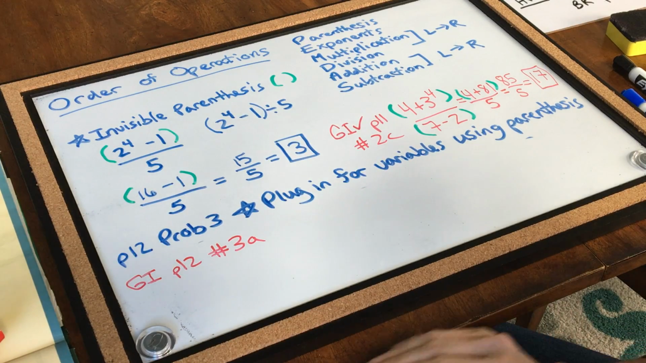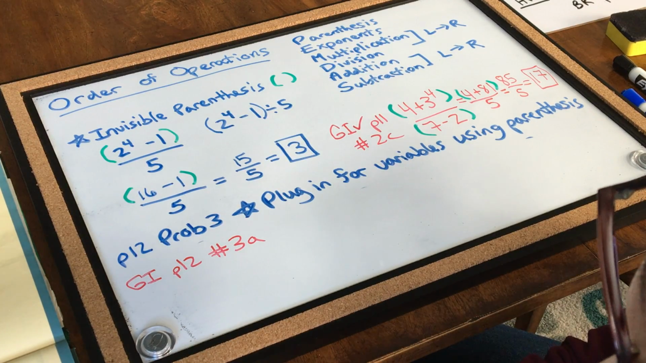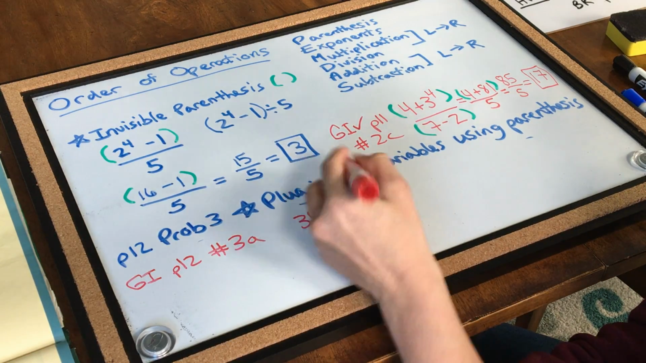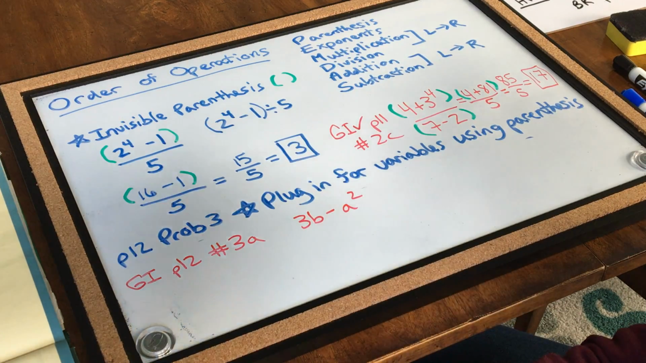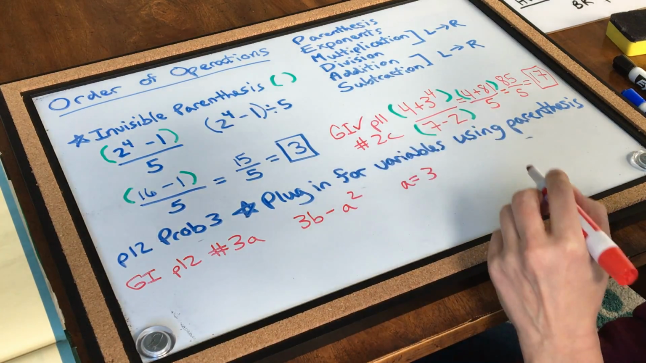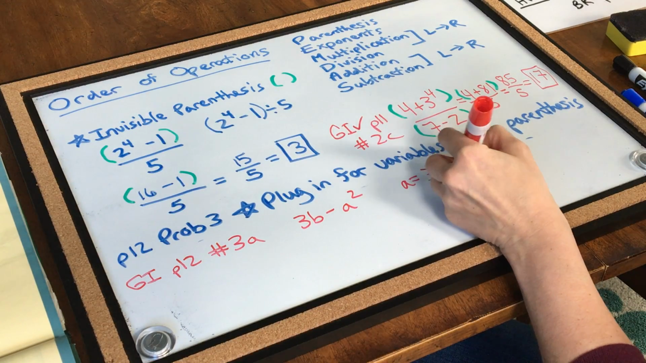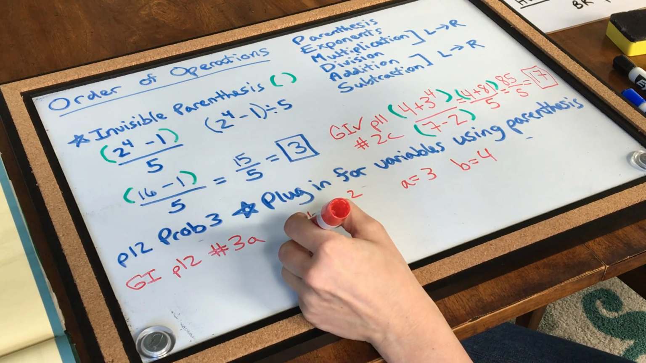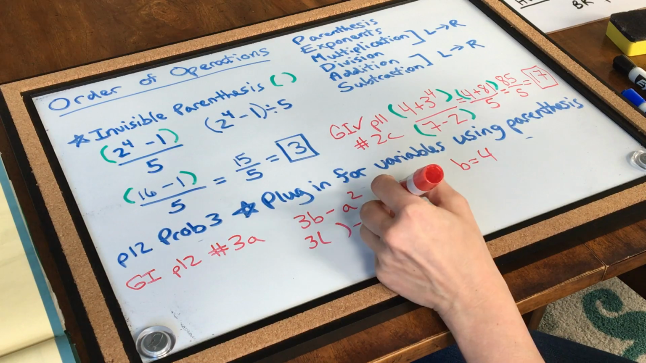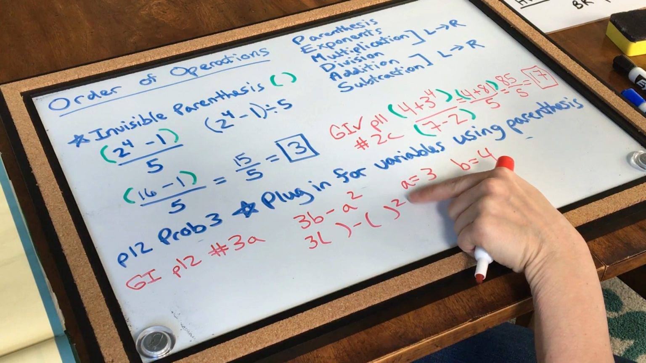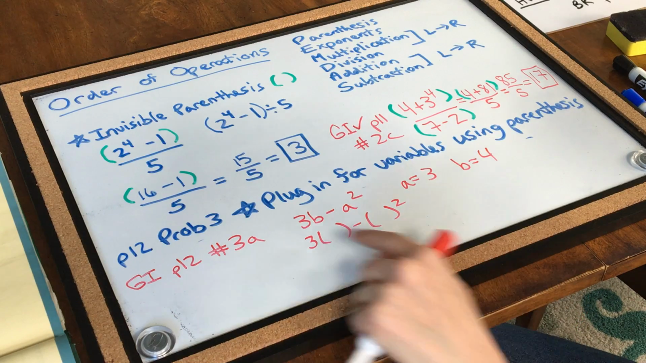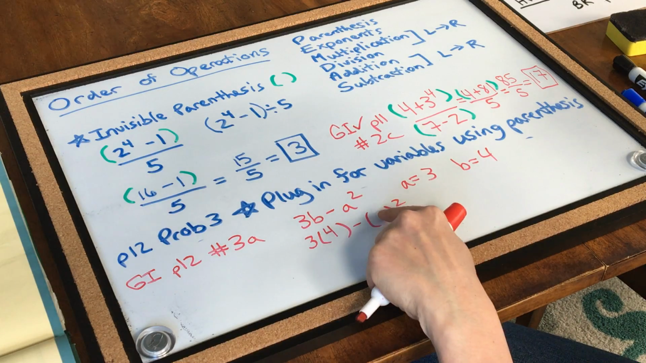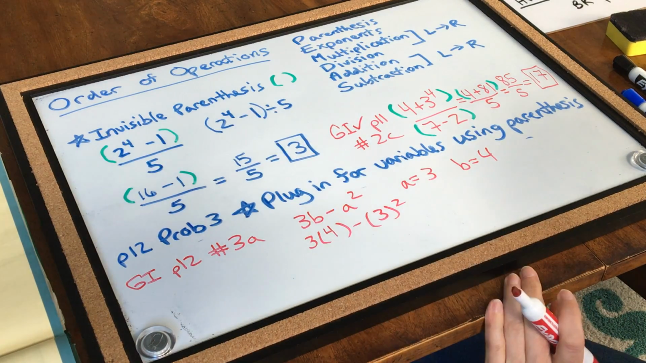As I look at my gotta check, it says that I should evaluate the expression 3b minus a squared, and it tells me that a equals 3 and b equals 4. Okay, let's do this one. First of all, remember, I am going to put parentheses wherever I see a variable. Careful to put the exponent outside the parentheses. I need to plug in b here, so I'm going to plug in 4 in this parentheses, and this parentheses was a, so I'm going to plug in a 3 over here.